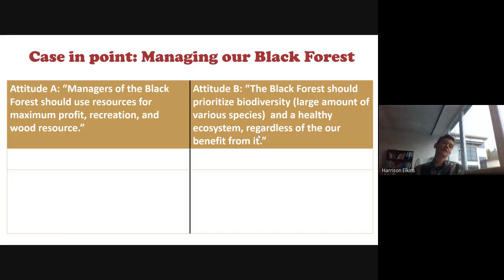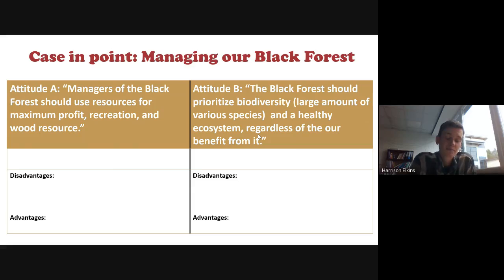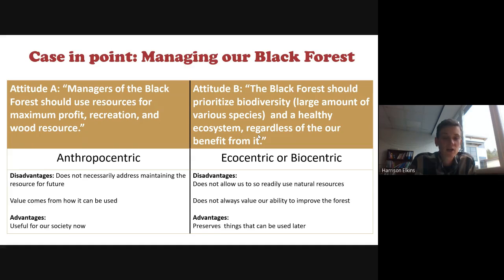How would you classify these two different attitudes? What would attitude A be? Anthropocentric, biocentric, or ecocentric? Well, hopefully you said anthropocentric. That's more focusing on mankind. Attitude B, Black Forest should prioritize biodiversity. You probably should have said biocentric or ecocentric.